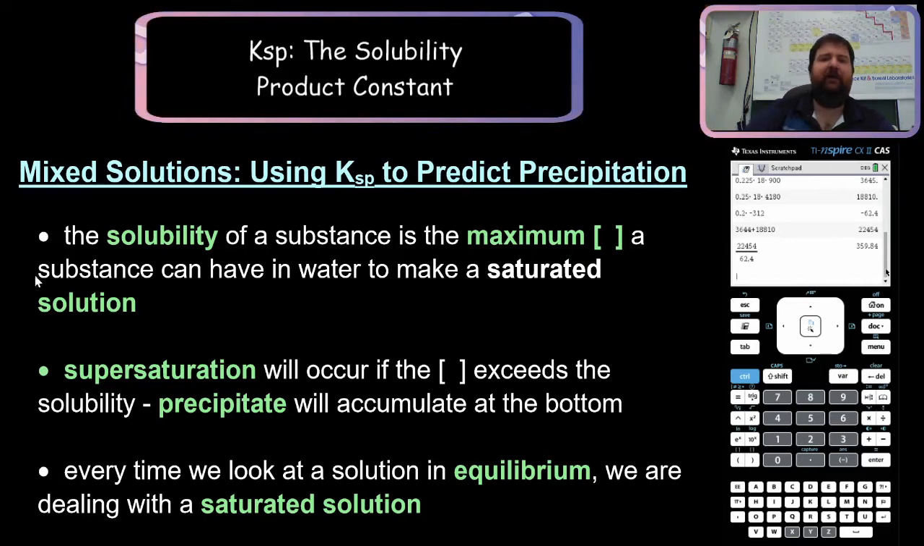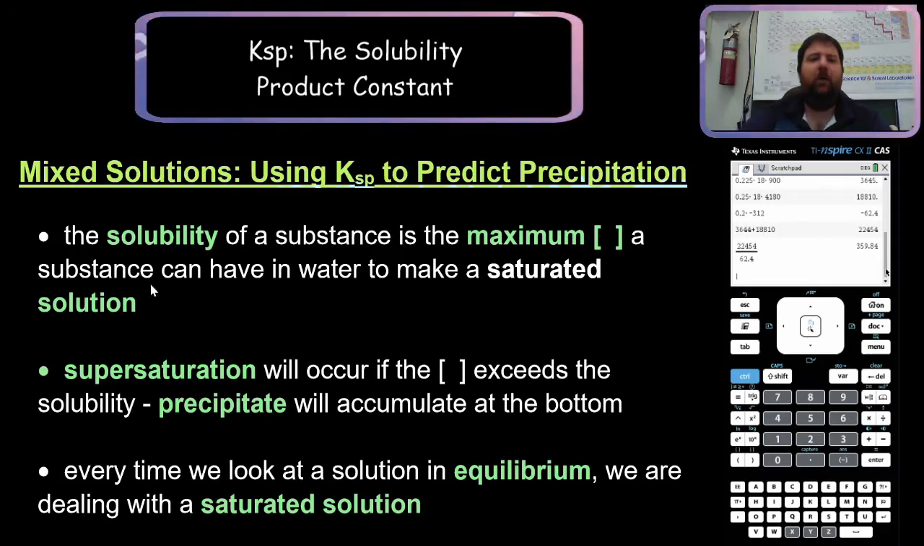Today we're going to be continuing on in our unit on aqueous solutions in Chemistry 30, and we're going to be looking at a very special case today involving mixed solutions. When you're dealing with mixed solutions, you're going to be using your KSP in order to predict whether or not precipitation occurs. Before we get started on that, I want to go through a little bit of background.